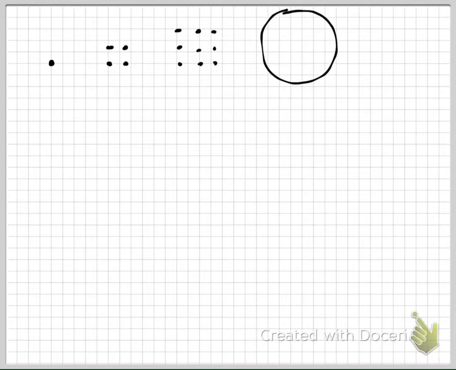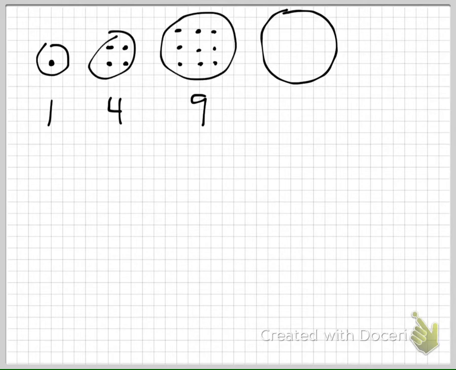16. What is this number here? 1. What's this number? 9. So if you saw this, it would be a tough one to write a rule for, but you can see the pattern. This is 1 by 1. This is 2 by 2. This is 3 by 3. What's the next one? 4 by 4, so this one is 16. What is the next one then? 5 by 5, which would be 25. Do you see it?